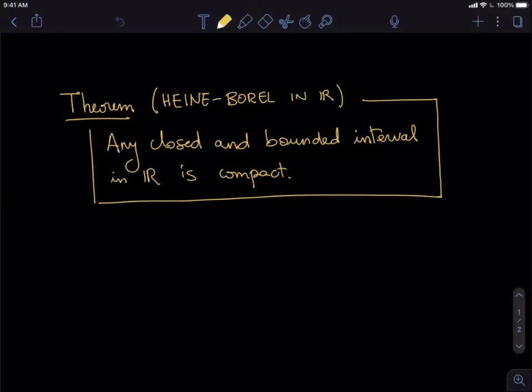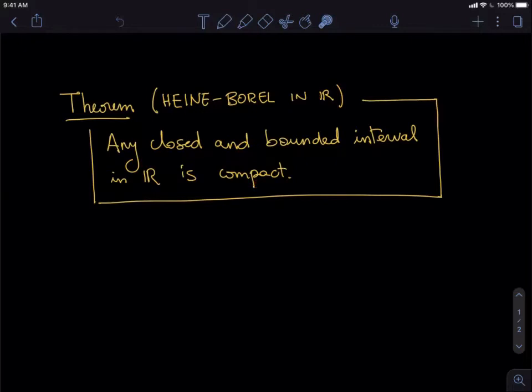The Heine-Borel theorem is a very important theorem regarding compactness in real spaces R^k. We are going to see it first here in the context of the real line. What the theorem says is that any closed and bounded interval in the real line is compact.